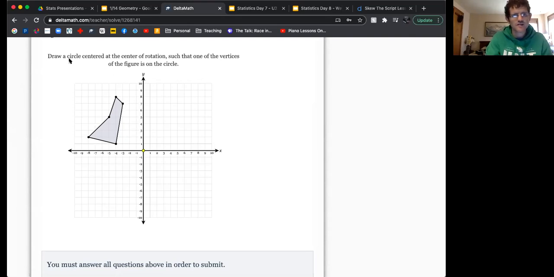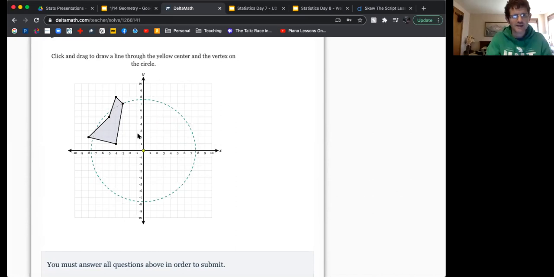You're going to start, it says draw a circle centered at the center of rotation, which is 0, 0, such that one of the vertices of the figure is on the circle. So that means I'm going to drag this circle. Notice I can create this circle now. I'm going to drag it so that it lands on one of these vertices of these figures. It doesn't matter which one we pick. So I'm just going to pick this one right here. All right, so that's the point that we are using.